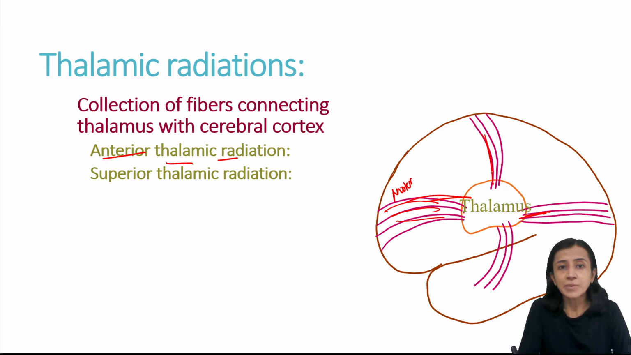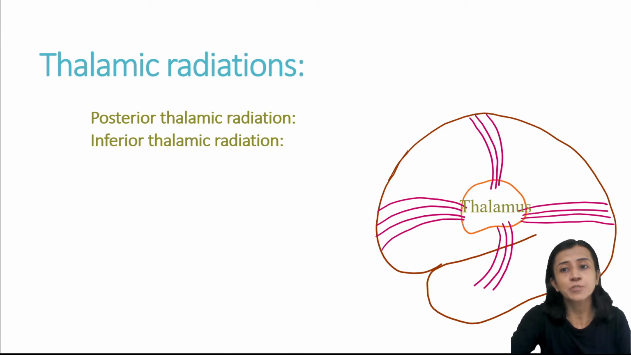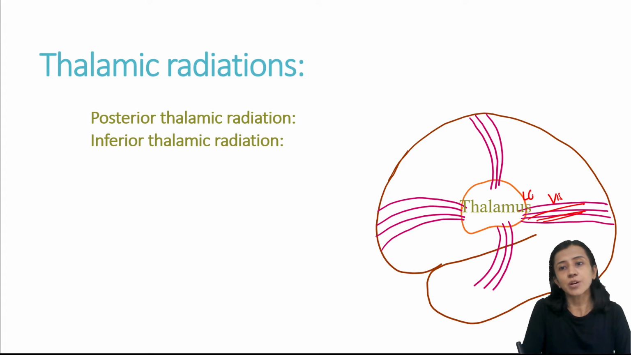Then superior thalamic radiation, superiorly. Mainly here we have the parietal lobe, the sensory cortex. The sensory cortex is connected with the ventral posterolateral and ventral posteromedial nuclei of thalamus. So radiation is nothing but a collection of fibers which connects thalamus to different areas of cerebral cortex. Then posterior thalamic radiation: posteriorly we have the occipital lobe, which has the visual area. So posterior thalamic radiation is obviously connected to your lateral geniculate body.